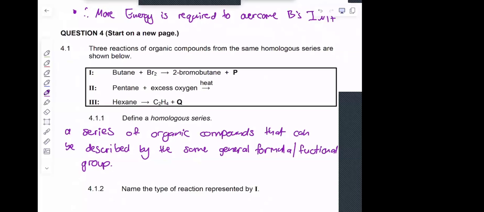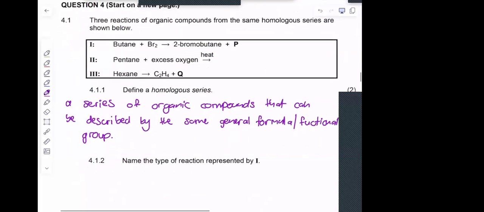A lot of people are saying addition. And if it's addition, right, addition requires that we start with an unsaturated molecule and end with a saturated molecule. In this case, I've got butane saturated and bromobutane saturated. Saturated to saturated means we're going to be dealing with substitution. Very, very important, right?